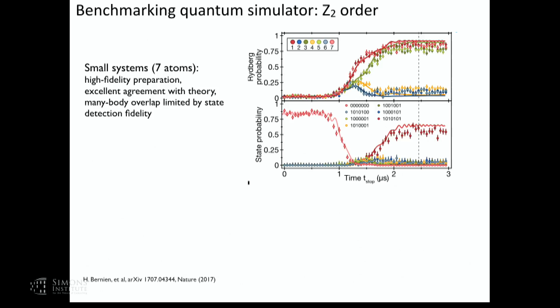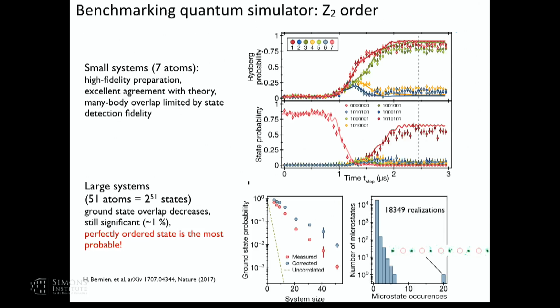So we start with mostly state 0 and then go into this up-down state. I must say at this point, this state probability is mostly limited by our detection infidelity. But of course, we'd like to increase the system size. When we go to larger and larger systems, what we see is that this overlap with the ground state decays. It actually decays exponentially. But even for 51 atoms, the largest system for which we have done this experiment so far, we still have a significant, like 1%, overlap.